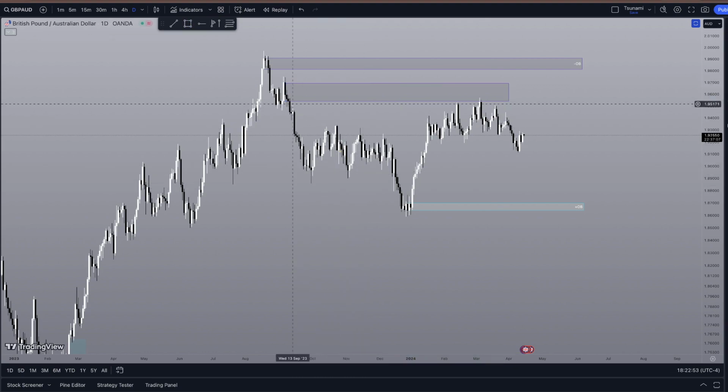Look, it hit the body of this block. It's not the zone, it's the body of this block. It hit the body of that block and dropped, thus creating a new body to respect. Boom. So it is respecting those zones.